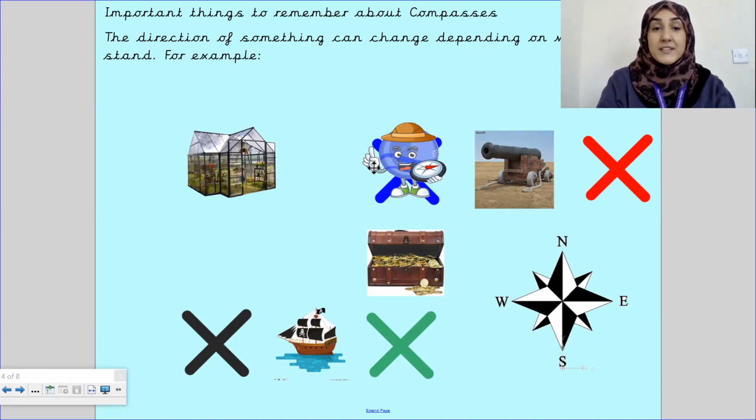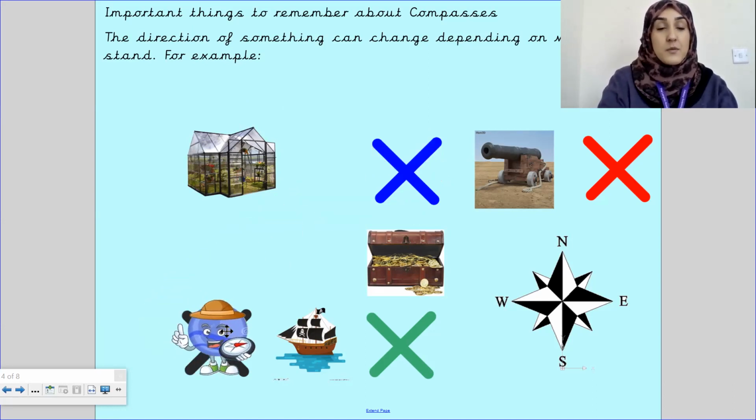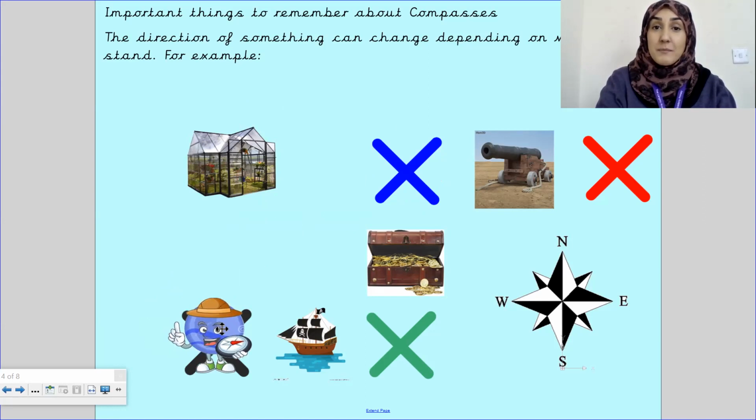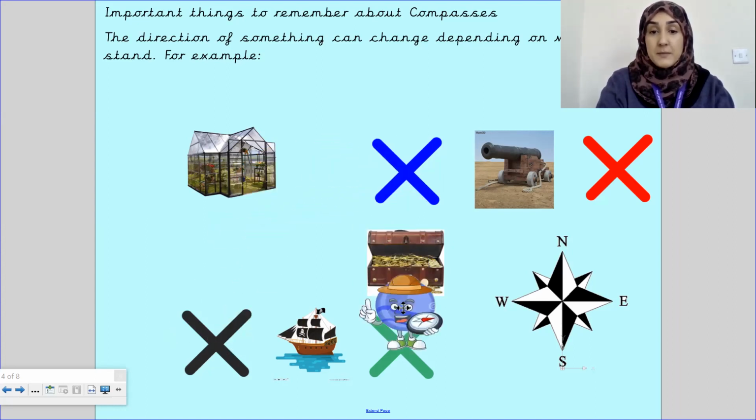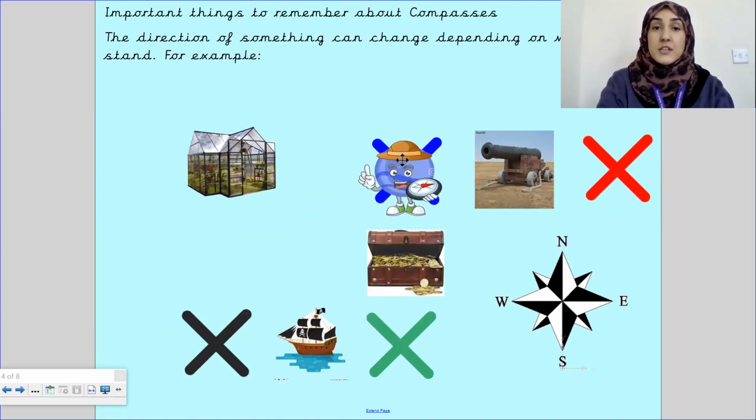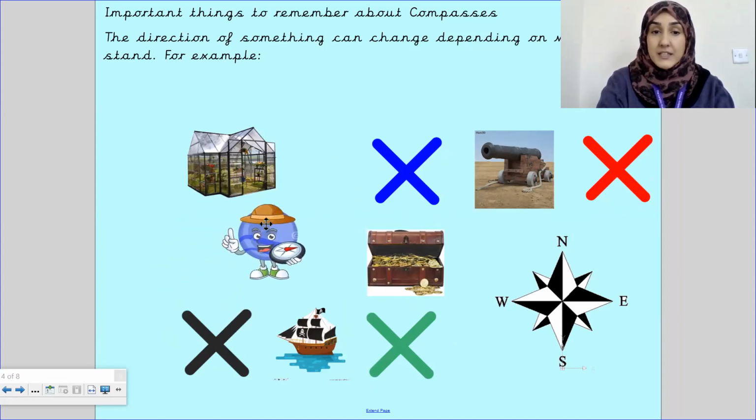Well done. West. West, which is this way. But if Mr. Blue is standing on the black X, then the greenhouse is in the north direction of Mr. Blue. So, as I have just demonstrated, it depends on where Mr. Blue was standing. That was the direction of each individual item. So remember, the direction of something can change depending on where you stand, okay?